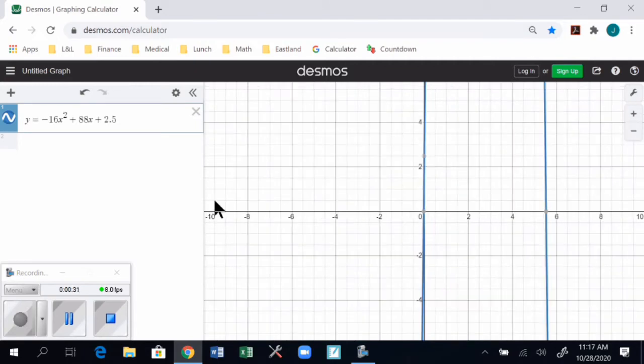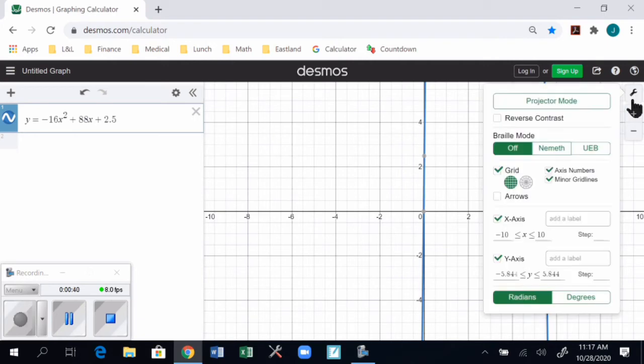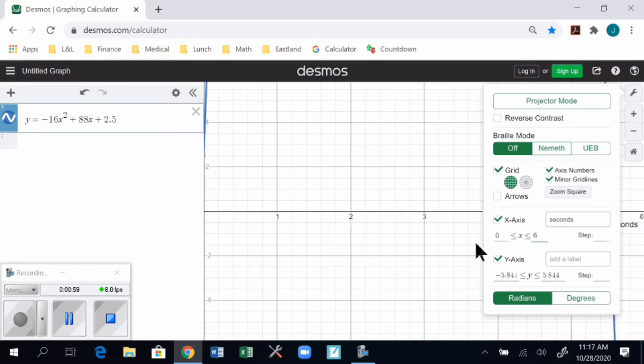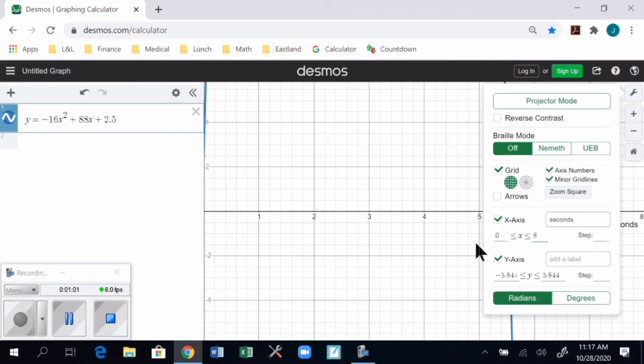So let me show you how to set the window. If you want this graph to really look good on Desmos so you can check your answers, I'd recommend going to this wrench up here and then adjusting your x-axis. The x-axis here is the number of seconds that the football is in the air. Well, we know it's going to start at 0 seconds, and the best NFL punters can punt at 5 seconds in the air. So maybe I'll go a little bit beyond that. I'll do it to like 8 seconds. That puts the 5 towards the middle of my graph.